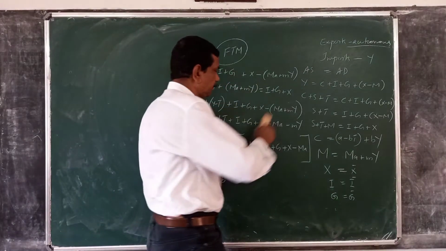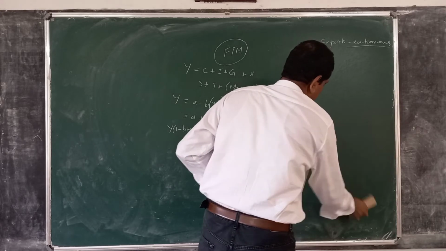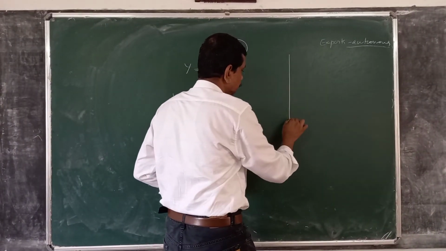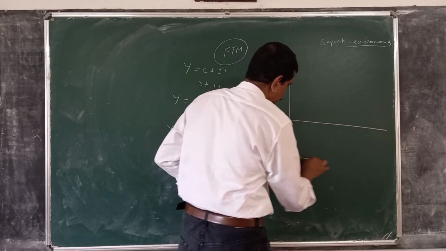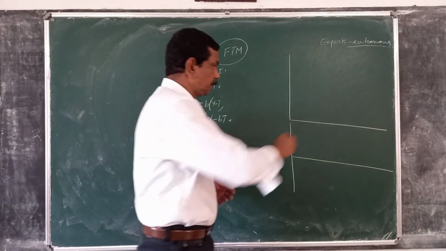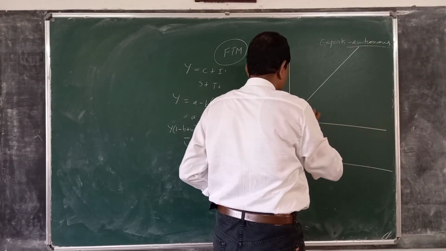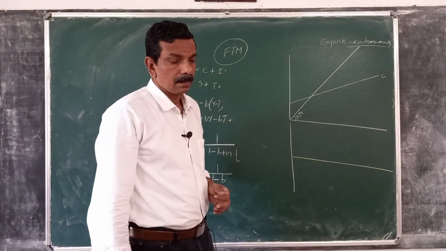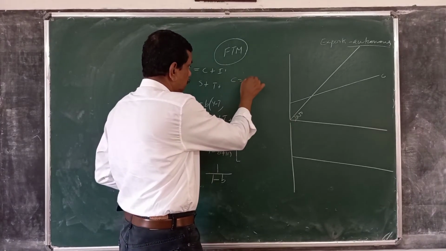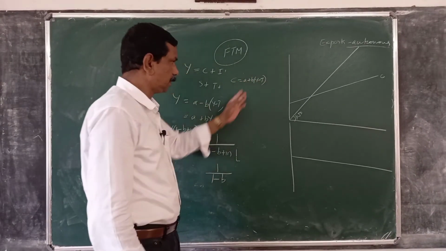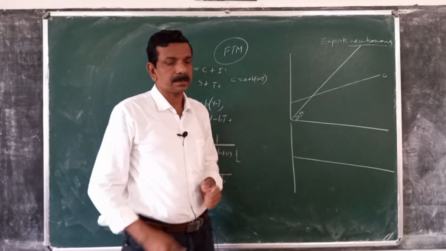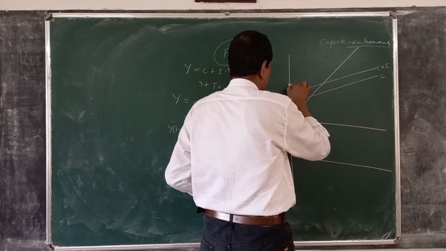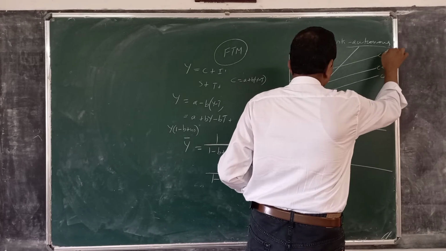Now let us see this graphically, how this equilibrium level of income is determined graphically. Now, 45-degree line, C. Now C is equal to A plus B into y minus t. Income tax is not considered here. We consider in this model a head tax. And this is C plus I. And this is C plus I plus G.